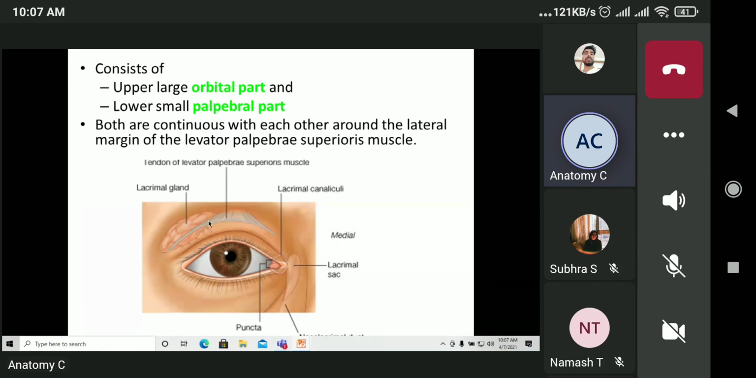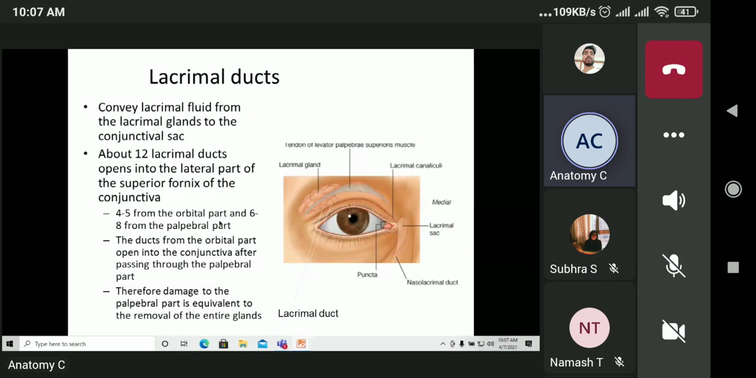Both of these are continuous with each other with the lateral margin of the levator palpebrae superioris muscle. You can see here, this is the levator palpebrae superioris muscle. So this divides it into two, that is the orbital part and the palpebral part. Now we'll talk about the ducts. After the gland, these convey the lacrimal fluid.